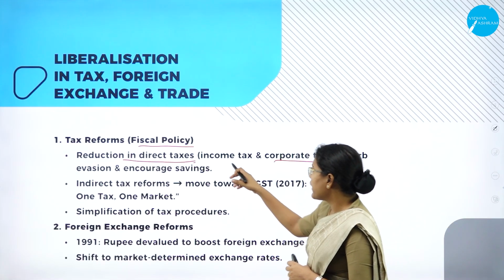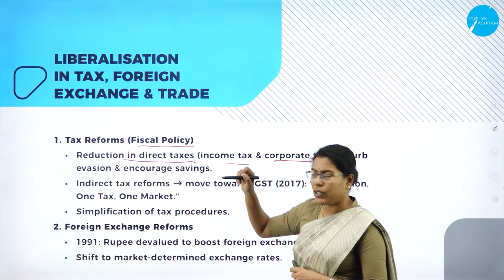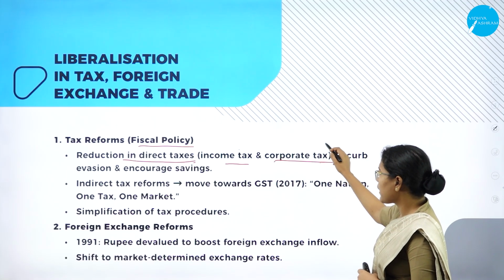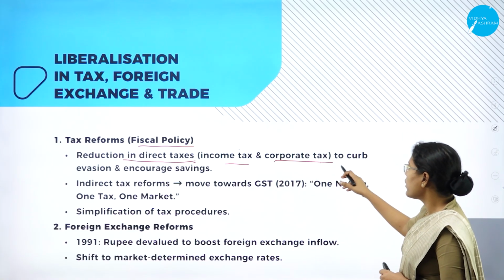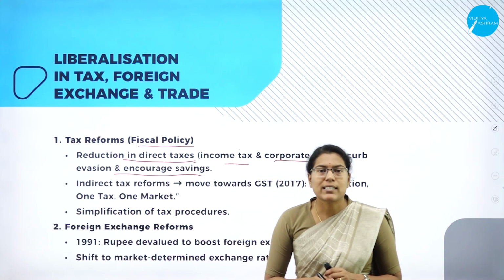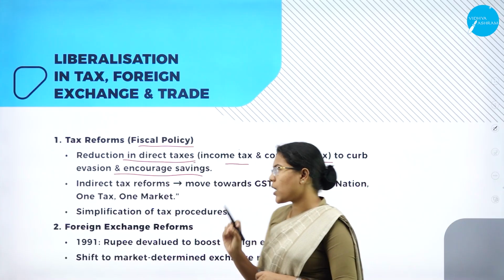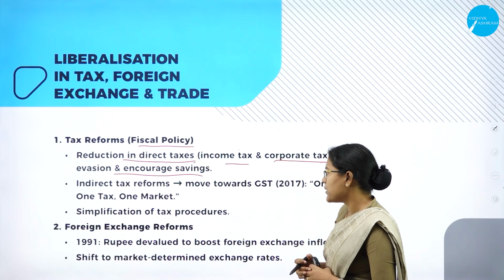So either it can be income tax. Income tax is the tax levied on the income of an individual or on the salary, whereas corporate tax is a tax levied on the income generated by a business. So here, in order to curb tax evasion and encourage savings, it reduced the percentage of tax that is charged on the income of both individuals and businesses.